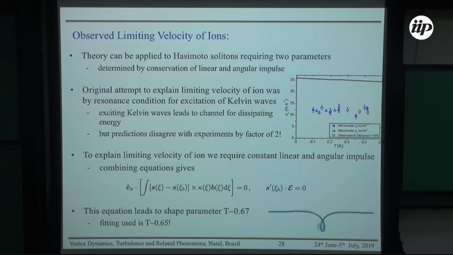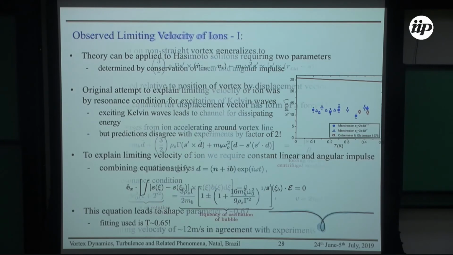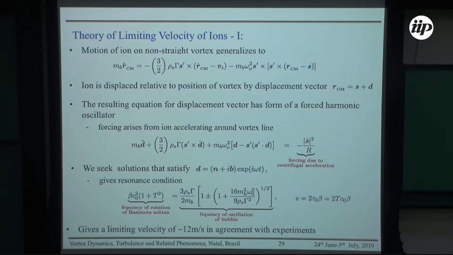And so the theory can predict the equilibrium configuration of the soliton that we observed in the simulations. To explain the limiting velocity, you use a similar kind of equation for an ion, but now the ion is not on a straight vortex, but on a general curved vortex. The equation of motion again will have an inertia term, a Magnus term, and a restoring force term, and you assume that the ion is sitting on the vortex, but with some displacement vector, because it doesn't necessarily need to follow the vortex.